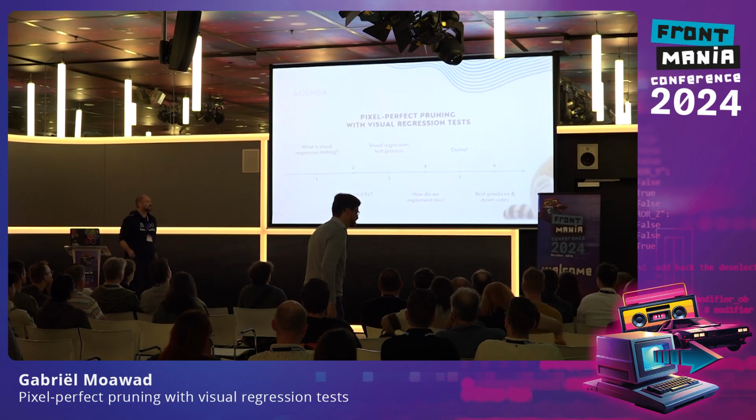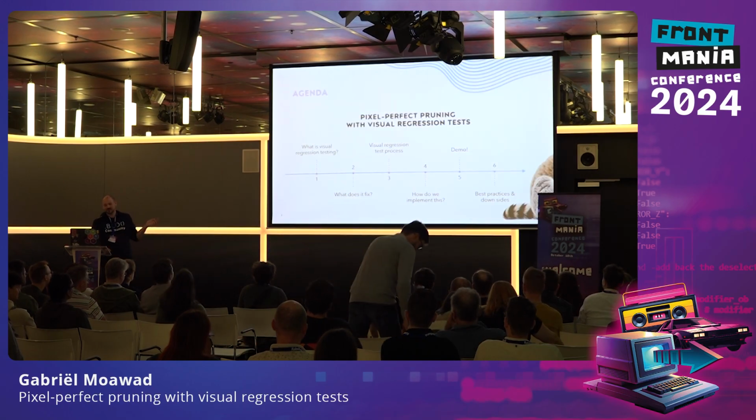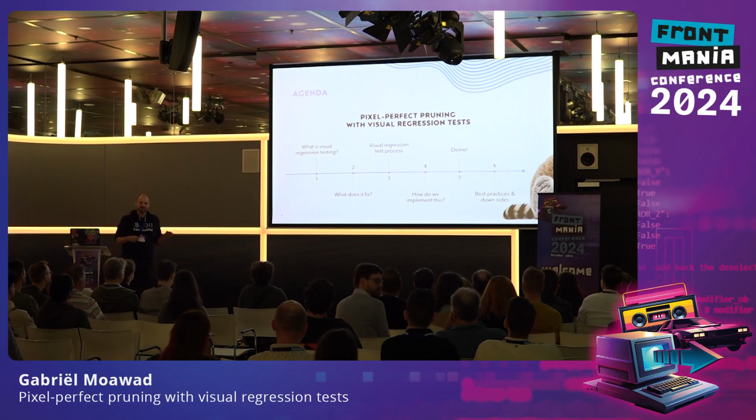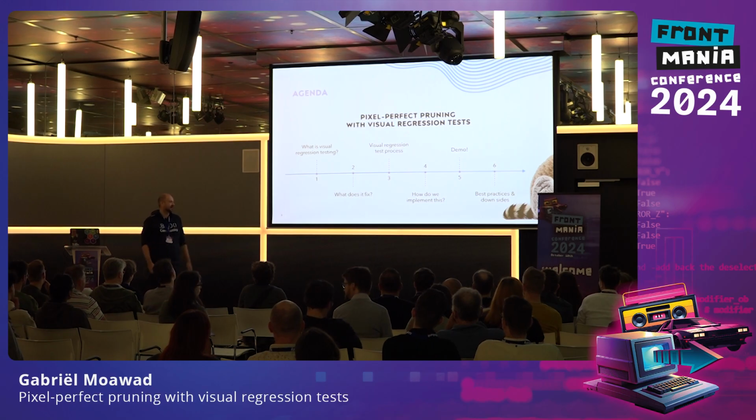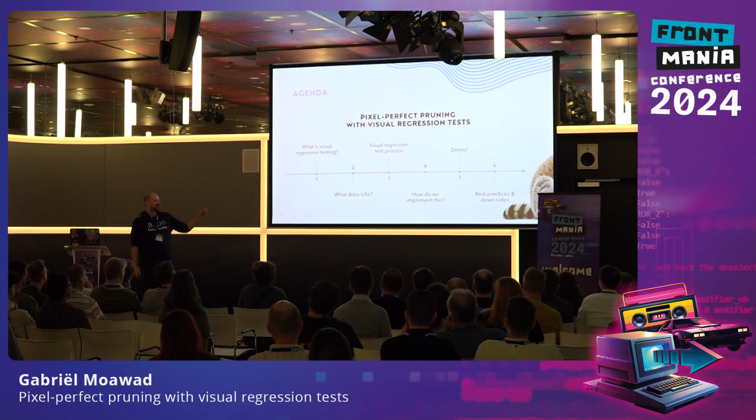So what are we going to talk about today? Like I said, visual regression testing, it's maybe a bit of an introductory talk at first, just to walk through the basics. What is visual regression testing? What does it fix? How does the process work? Like you go through some steps to manage this process around these tests. How we're going to implement this, and then I do a short demo on how it works actually. And then in the end, I want to talk about the best practices and also the downsides.